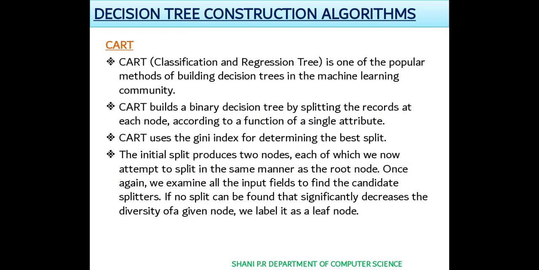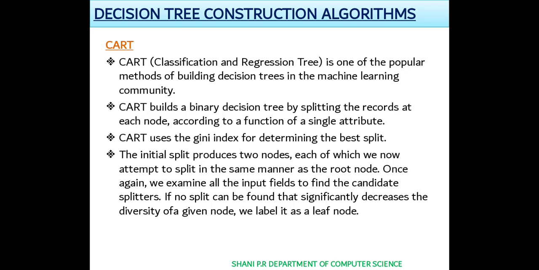Next we have the decision tree construction algorithm. Here we will be mainly looking into CART and ID3. CART means classification and regression trees. CART is one of the popular methods of building decision trees in the machine learning community.